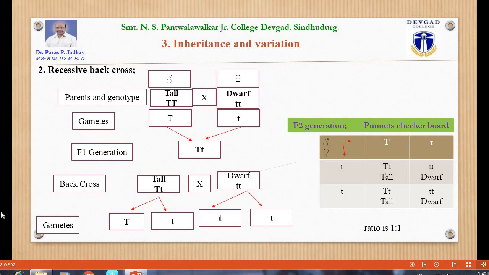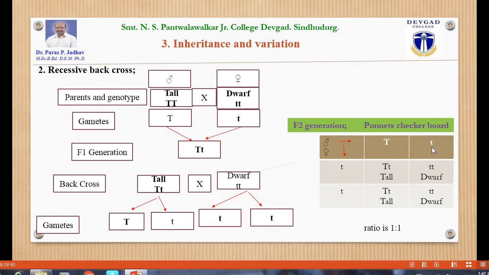In the F2 generation, these are male gametes containing capital T allele and small t allele, while the female gamete contains small t allele. When the male gamete containing capital T allele fuses with the female gamete containing small t allele, the result shows capital T small t genotype, and this is a tall plant.